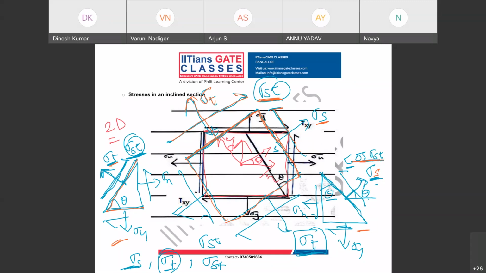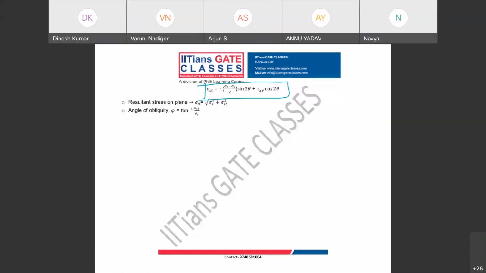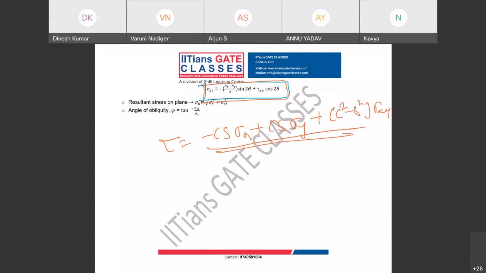Okay, so in the derivation also, whether you take this triangular element or this triangular element, when you find sigma st or tau, the formula will come one and the same. It is: minus cs sigma x plus cs sigma y plus, it will be c square minus s square into sigma xy, which is your tau, or it is also sigma st.